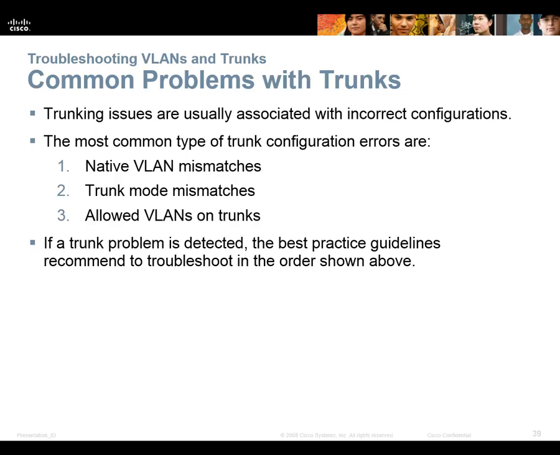Trunking issues are usually associated with incorrect configurations. The most common types of trunk configuration errors are native VLAN mismatches, trunk mode mismatches, or, this is the big one to me, allowed VLANs on trunks. You've got to make sure that each trunk is allowed to carry traffic from that VLAN.